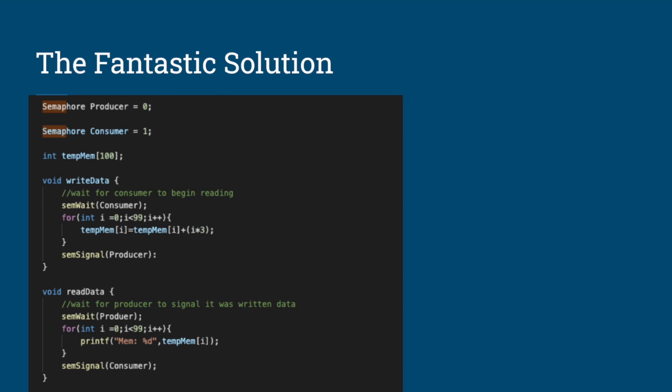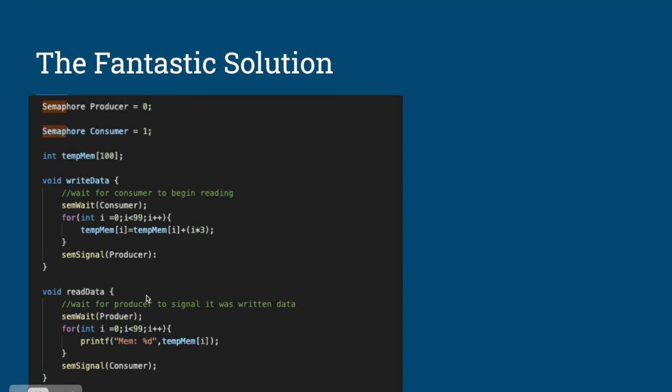So we just have a simple write function here, temp mem at I equals temp mem at I plus I times 3, just changing the integer in that position. And then we signal producer, making the producer resource available now. So we're going to make it go from 0 to 1.